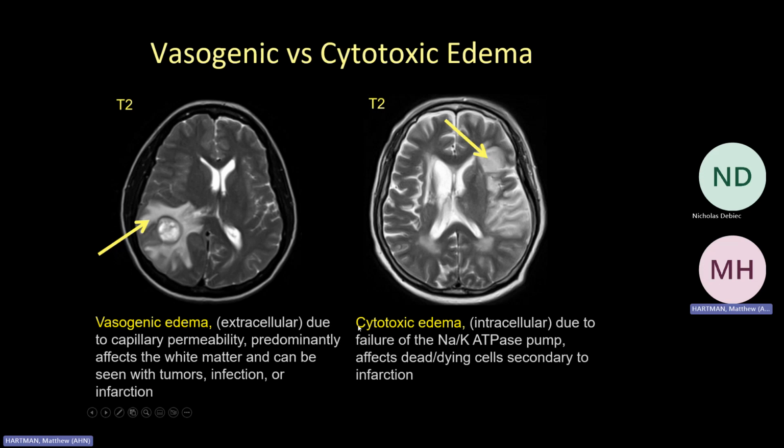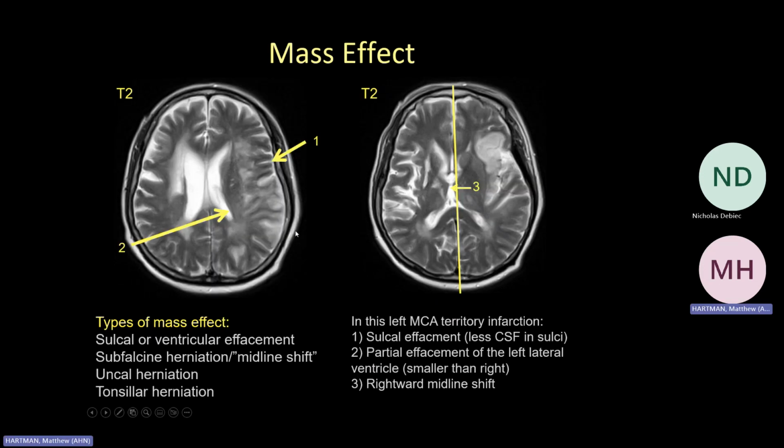Okay, vasogenic and cytotoxic edema. I'm going to pass on this and let you guys read about this. I want to get to some of the real RadPath. This shows some nice displacements. The herniation. This can happen after infarct, like this case. But just realize when we say herniation, mass effect, we're going back to that RadPath pattern of displacement.